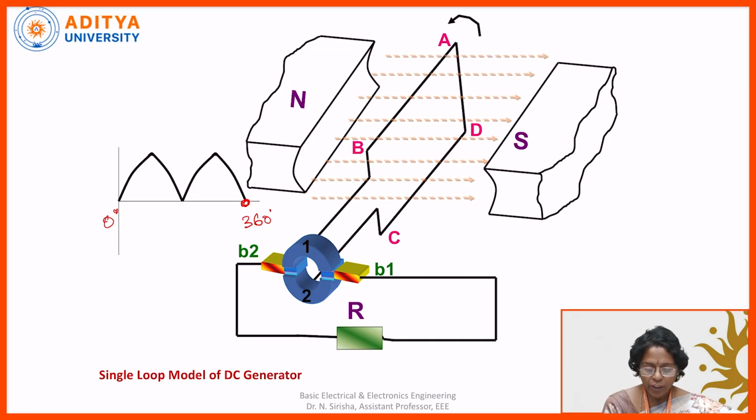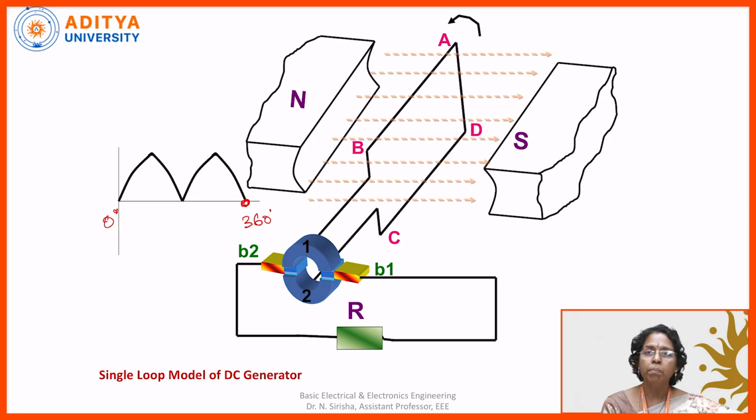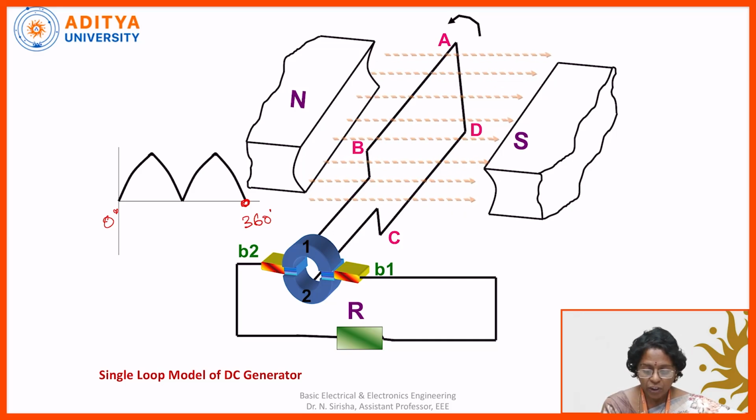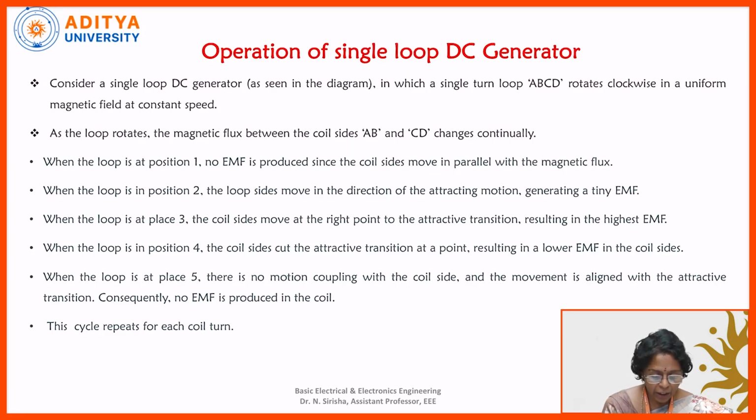This is how EMF is induced in the single loop generator, and the EMF induced varies, and it also depends on the angle at which it is placed in the magnetic field, and it also depends on the speed with which the rectangular coil is rotated, right. So this is the explanation of how the EMF is induced at different positions, position 1, 2, 3, 4 and 5.